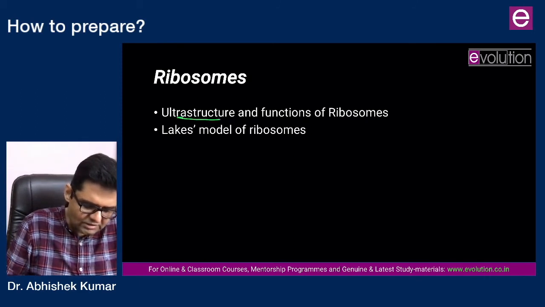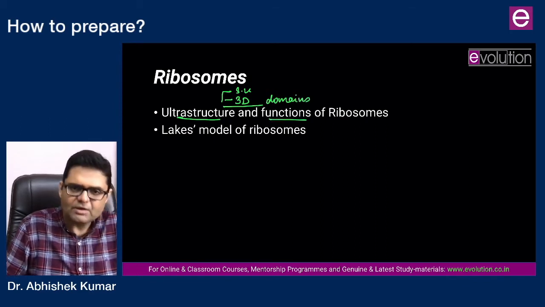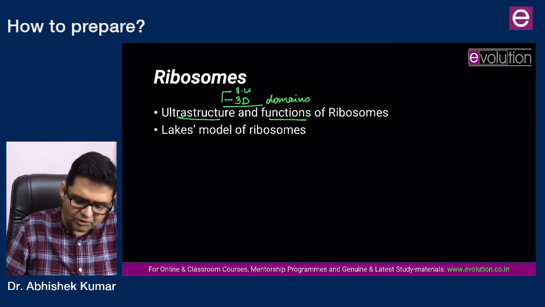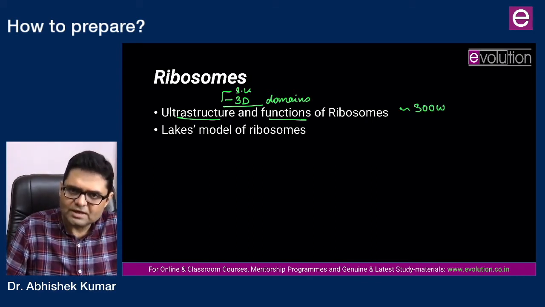In ultrastructure, you will do the subunits, then 3D structure, and then the domains of ribosome. And by function we mean the role of ribosome in translation. This should be prepared in approximately 300 words, and this is the most likely question to be asked to you.